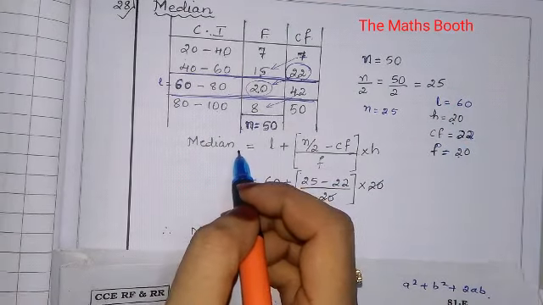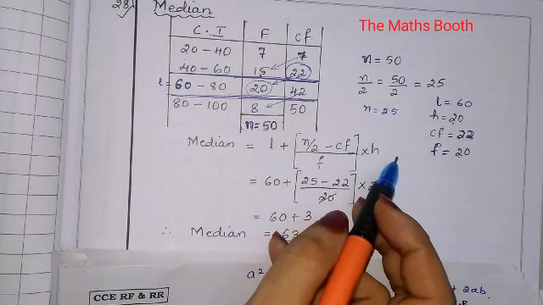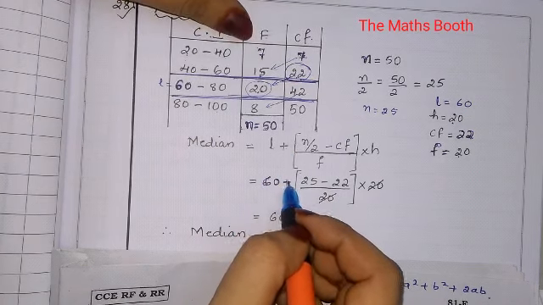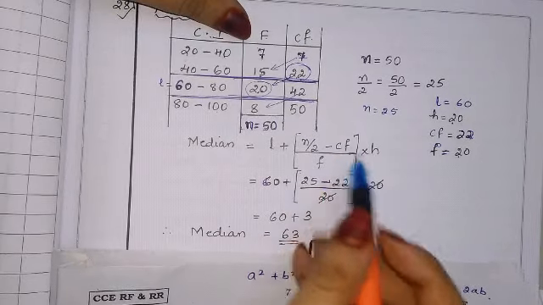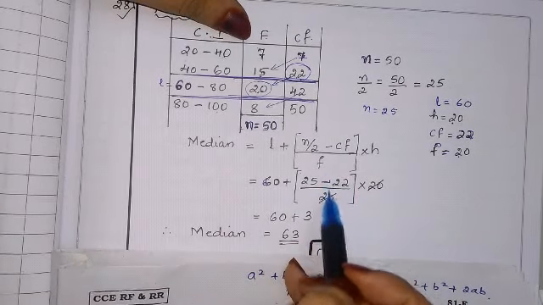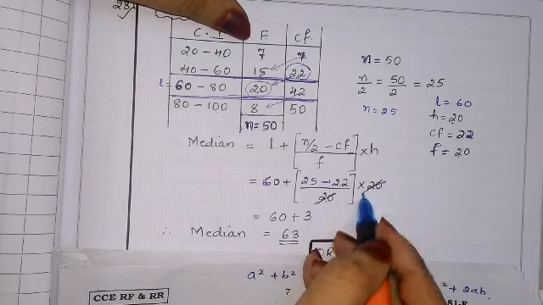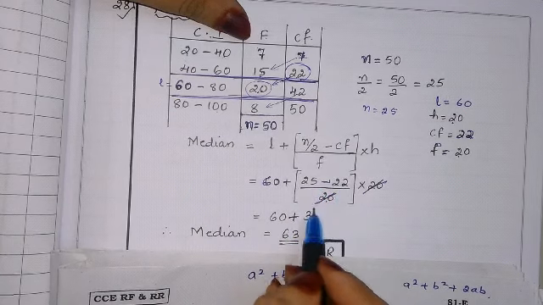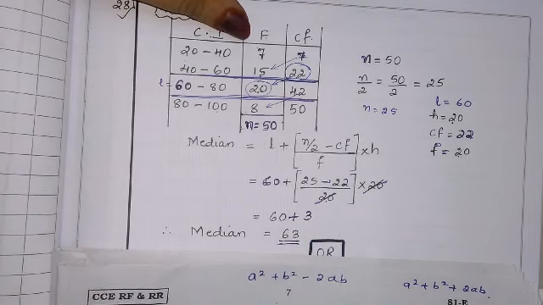So let us substitute in the median formula: L plus n by 2 minus CF upon F into H. L value I have told is 60, plus sign as it is. n by 2 value is nothing but 25, minus CF 22, upon F 20, into H also 20. The 20s get cancelled. 60 plus 25 minus 22 is 3. So 60 plus 3 is nothing but 63. What we got? Median is 63.